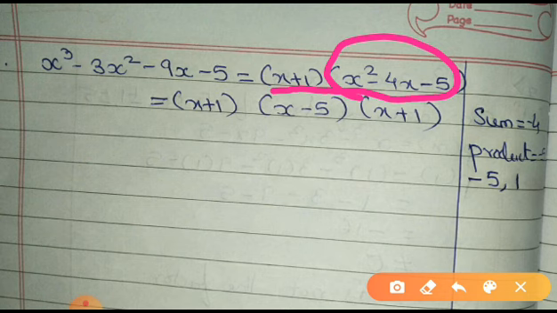Now what is the sum? Sum is the coefficient of x, that is minus 4, and product is 1 into minus 5, that is minus 5. Okay. So which will be the numbers? The product is minus 5 and the sum is minus 4. That means product minus 5 means one number should be negative. Your sum is minus 4, that means greater number should be negative. So will I get the numbers as minus 5 and 1? Yes. So instead of that, directly I can write the factors as x minus 5 and x plus 1.